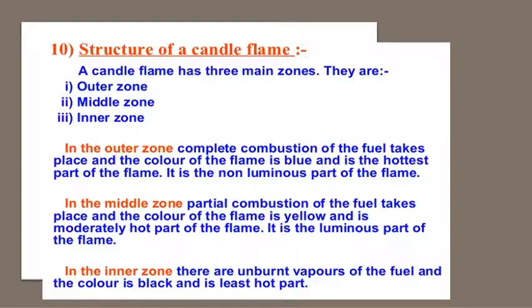Next, that is the middle zone. There, the partial combustion of a fuel takes place. And the color of this flame is yellow and is moderately hot part of the flame. This region is also called as the luminous part of the flame. Then comes the innermost zone. These comprise of unburnt vapors of the fuel, and the color of this zone is black, and they are the least hottest part of the zone.